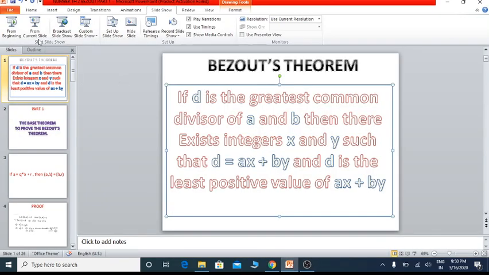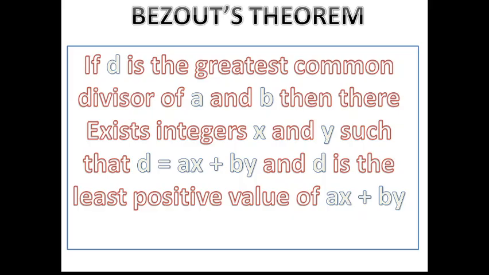Hello friends, today we are going to start with Bezout's theorem. This statement is that if D is the GCD, or the HCF, or the greatest common divisor of two positive numbers A and B, then there exist integers x and y such that D can be written as a linear combination of A and B. And this D is the least positive value of ax plus by, and we are going to prove it.